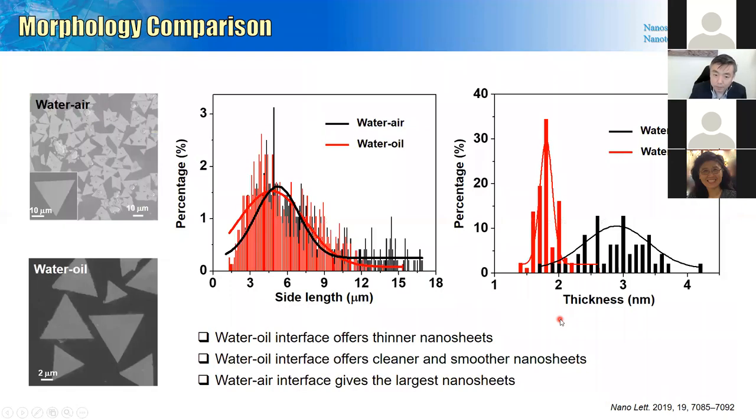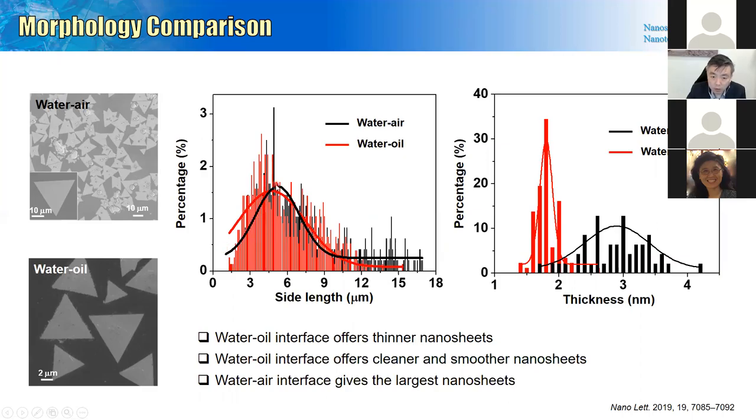Okay, but oil interface actually gives a better morphology control towards a nanosheet. As you see from the water-air interface, we can see some crystals precipitated at the nanosheet, but for oil interface, the sheet remains pretty clean.